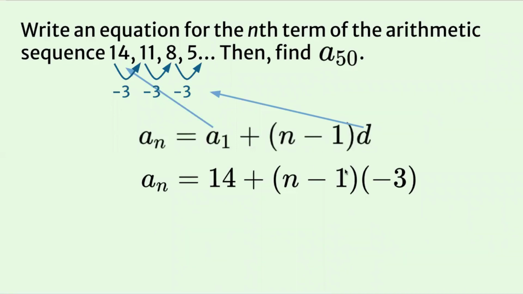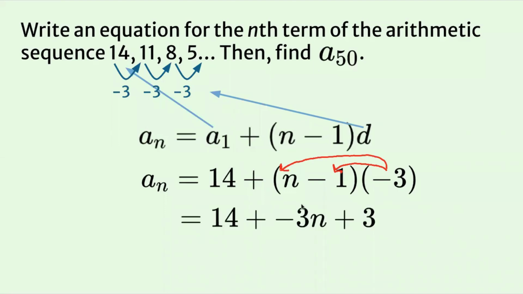First thing you want to do is get rid of your parentheses. So you want to distribute your negative 3 into n minus 1. And so that would give you 14 plus negative 3n plus 3. And now you can combine like terms and simplify further. So 14 plus 3 would give you 17. And so your final arithmetic equation is going to be a sub n equals negative 3n plus 17. And so here is your equation for the nth term of the arithmetic sequence that we're given here.